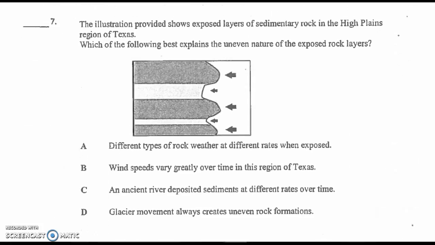Number 7. The illustration provided shows exposed layers of sedimentary rock in the High Plains region of Texas. Which of the following best explains the uneven nature of the exposed rock layers?